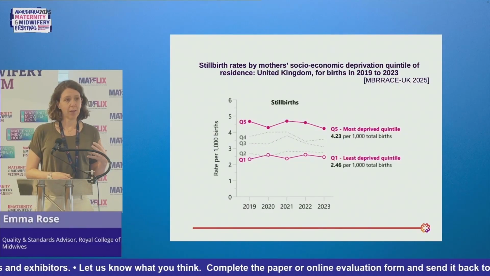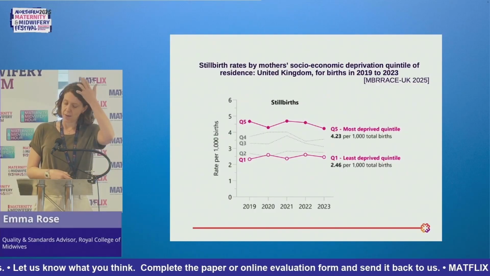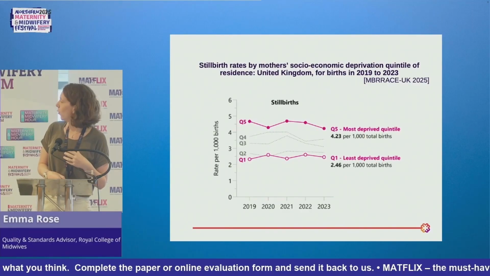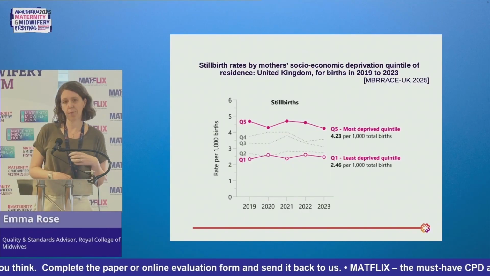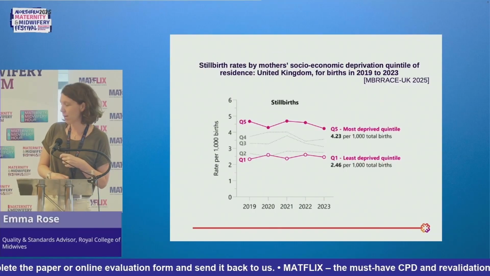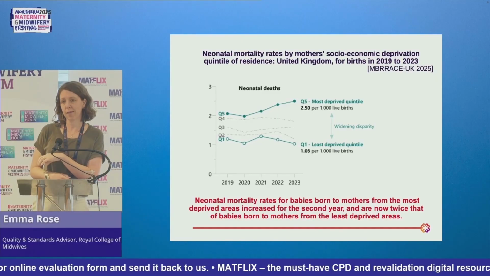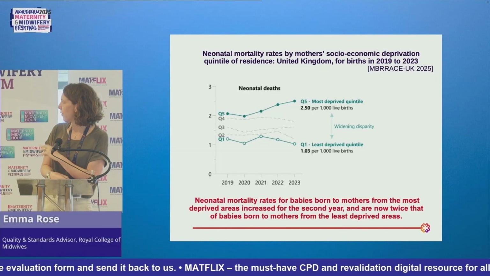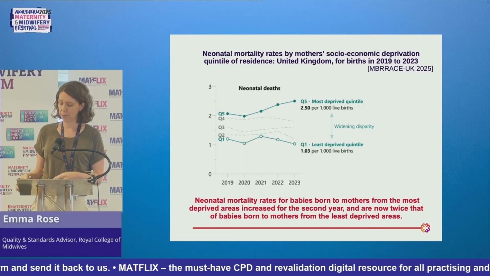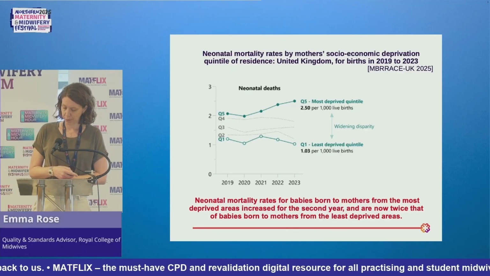And we continue to see that in stillbirth and neonatal death rates. The stillbirth rate is significantly higher for women who live in the most deprived areas of the country, and that trend has continued. And this is one of the most worrying statistics, that widening gap, the disparity in neonatal death rates between those who live in the poorest areas of the country and those who live in the wealthiest areas.